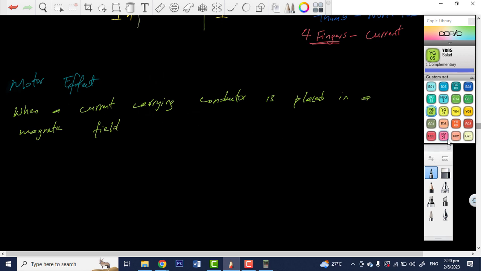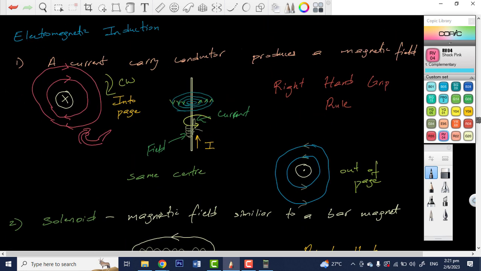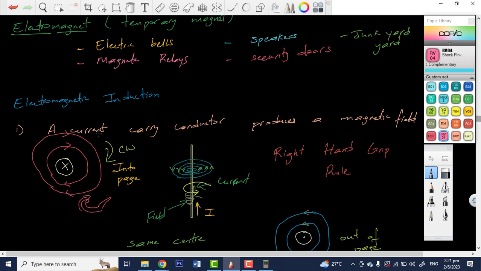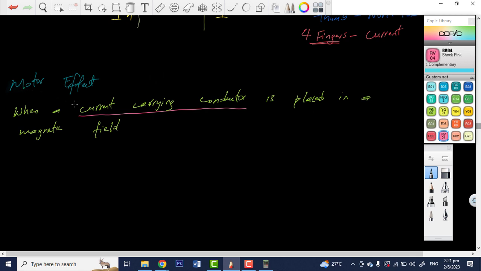So let's look at this now. We have a current carrying conductor, and we know from talking earlier that a current carrying conductor produces a magnetic field, right? Now we're talking about a current carrying conductor being placed in a magnetic field. That conductor will have a magnetic field associated with it, and we're placing it, with its magnetic field, in another magnetic field.